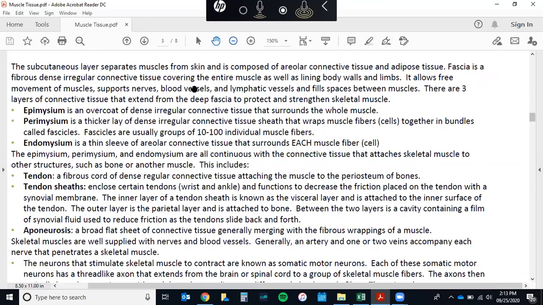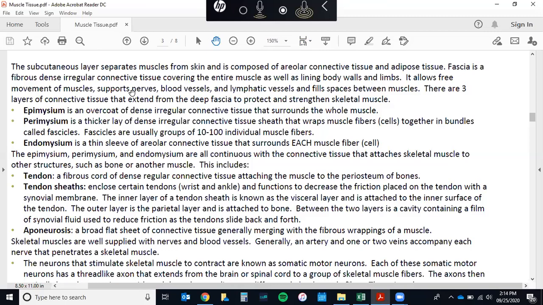Let's read through. Our subcutaneous layer is a portion of our body that we've talked about before. If you think back to when we talked about the skin, we talked about the subcutaneous layer. It's the layer just beneath our skin that separates our muscle from our skin. We discussed that it was made up of areolar connective tissue and adipose tissue. It is also home to a type of connective tissue we call fascia.